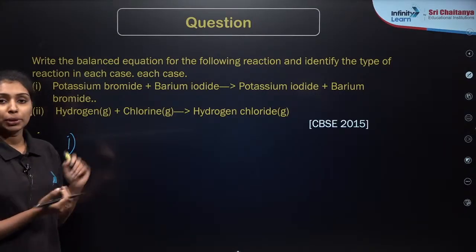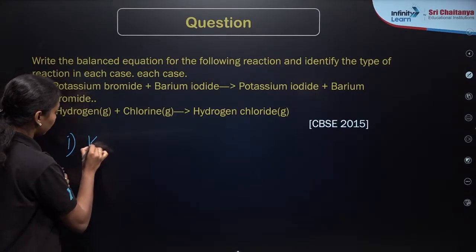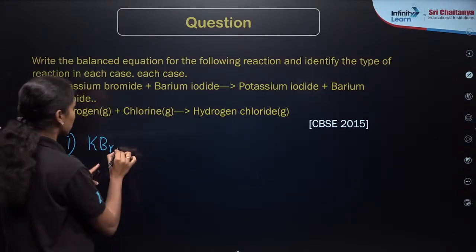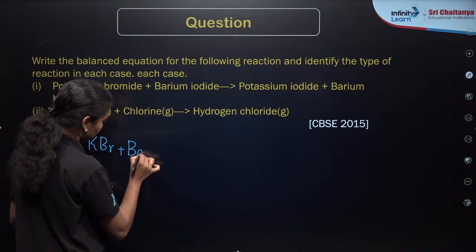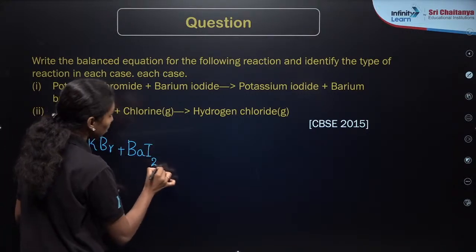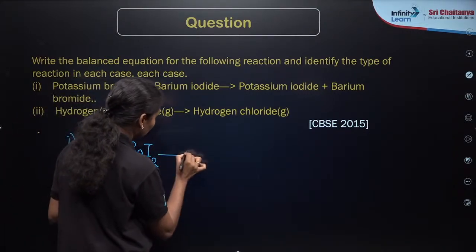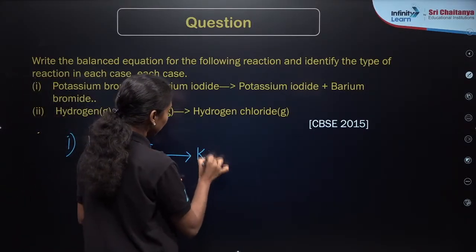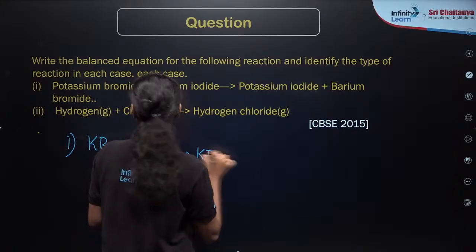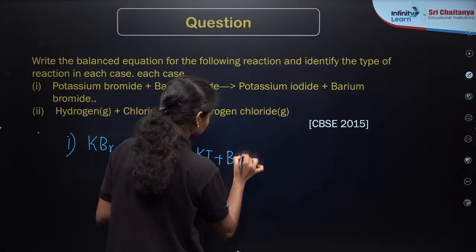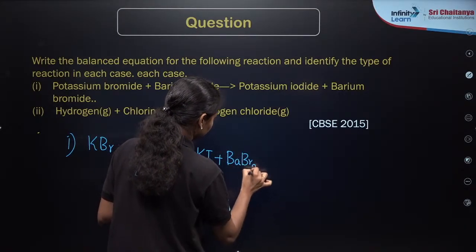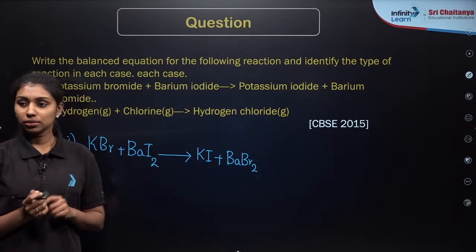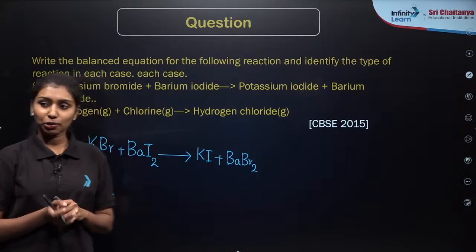What is the chemical formula of potassium bromide? KBr, right? So KBr will be treated with barium iodide. So it will be BaI2. As we already know how to write down the chemical formula of any compound, just crisscross the valencies, right? Then it will be forming potassium iodide plus barium bromide. So this will be the chemical equation. How can we balance the particular reaction? Okay, take your own time.